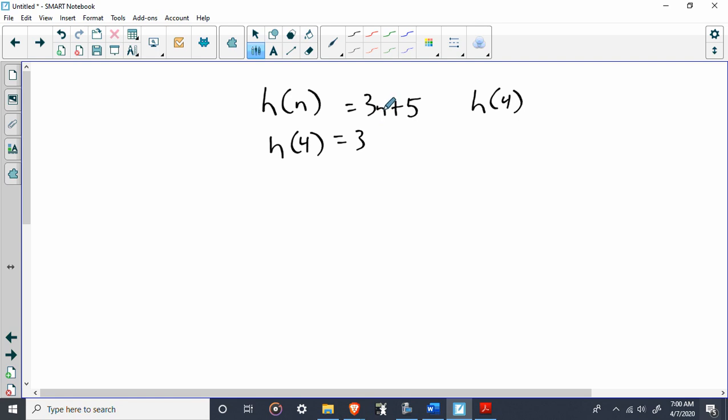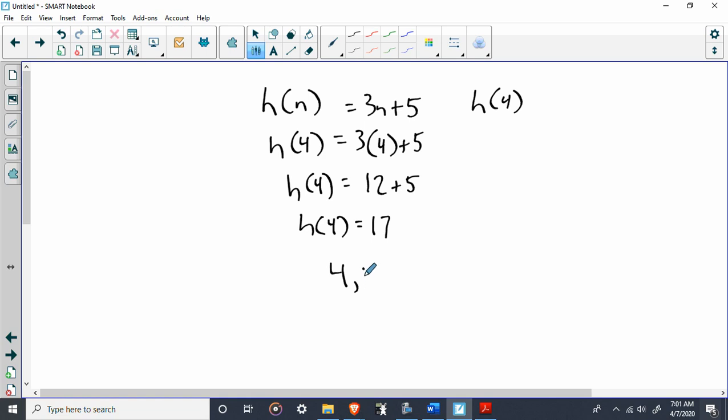So again, if I am going to plug in 4, everywhere I've seen n, I'm going to replace it with 4. So h of 4 is equal to 3 times 4, which is 12. And 12 plus 5 last I checked was 17. So h of 4 is equal to 17, and so we would say the point is 4, 17.